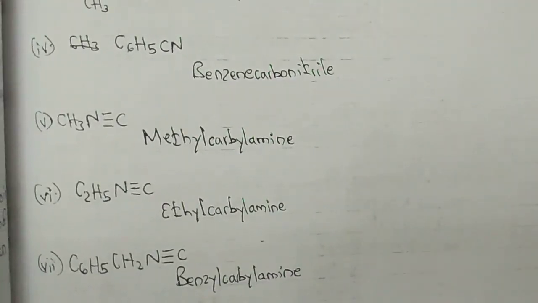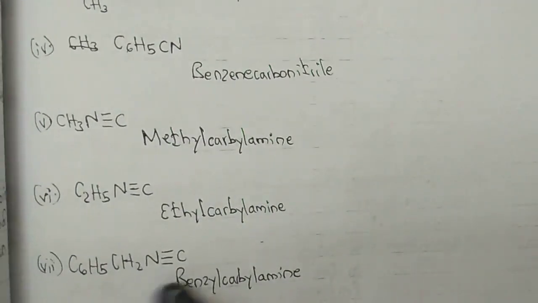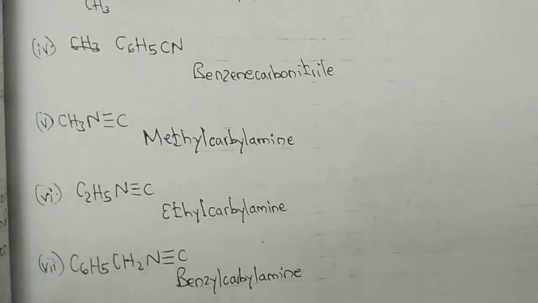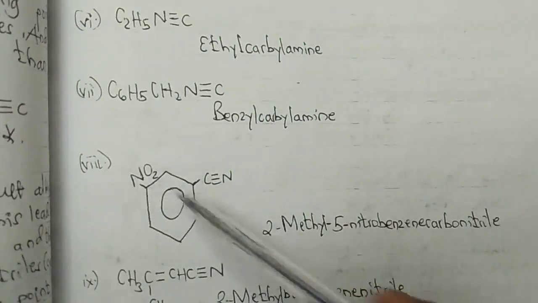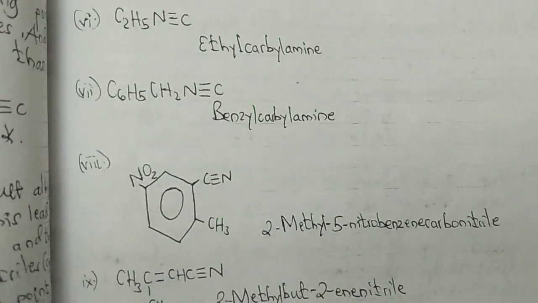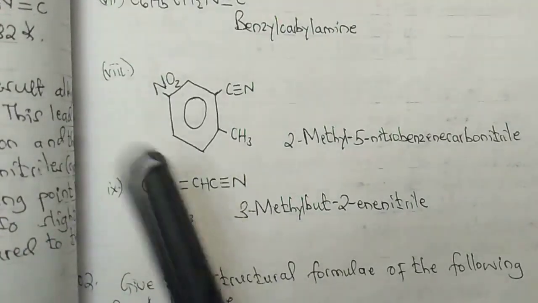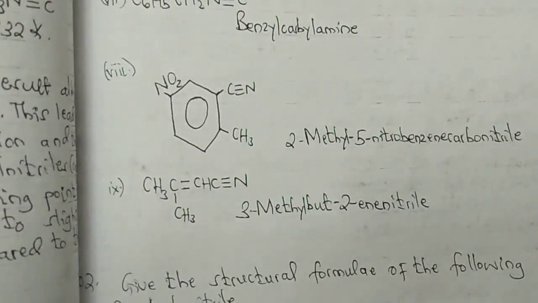Ethyl carbylamine, huyu hapa ni benzyl carbylamine. Alafu huyu hapa ni benzene carbonitrile, alafu tuna methyl kwenye 1, 2, 3. So 2-methyl, then itakuwa ni 1, 2, 3, 4, 5, nitro benzene carbonitrile, alafu it's 1, 2, 3, so the 3-methyl but-2-enenitrile.